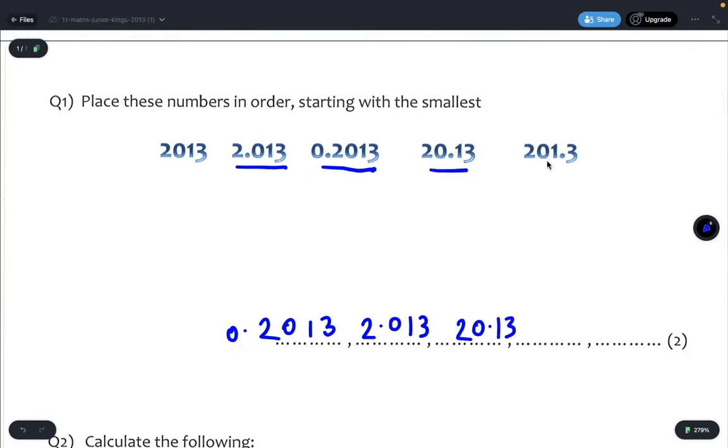And with 201.3 versus 2013, well, this is 10 times bigger. So 201.3 and then 2013. You'll notice that the same digits are being used, but what changes is where the decimal point goes. So the decimal point seems to be moving one place to the right every time, meaning that the number is actually getting bigger as we get from the left to the right, which is what we wanted, because it says in order starting with the smallest. The smallest number is to the left, the biggest number is to the right.